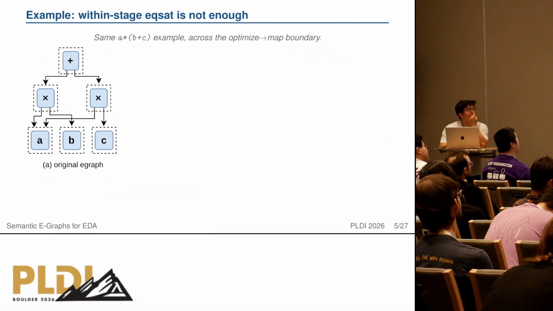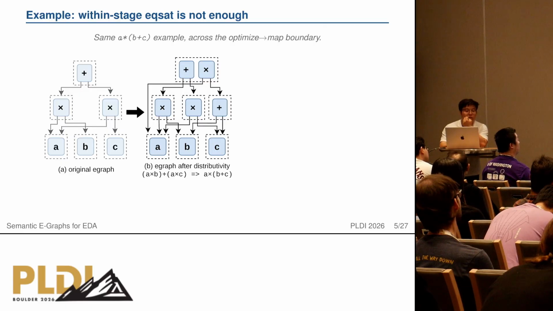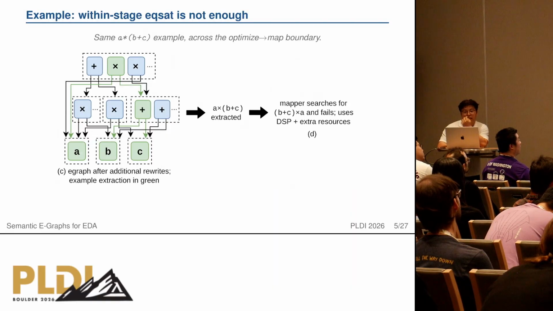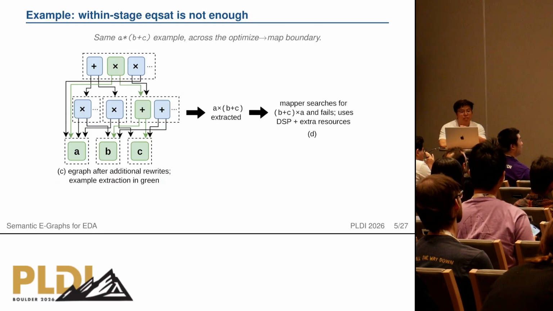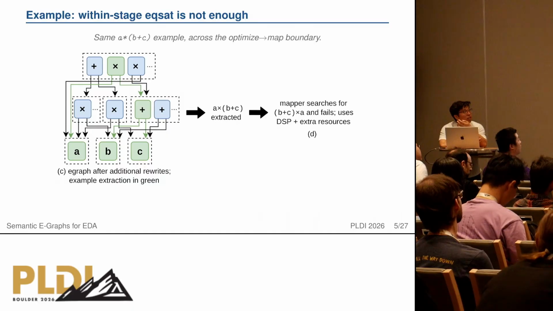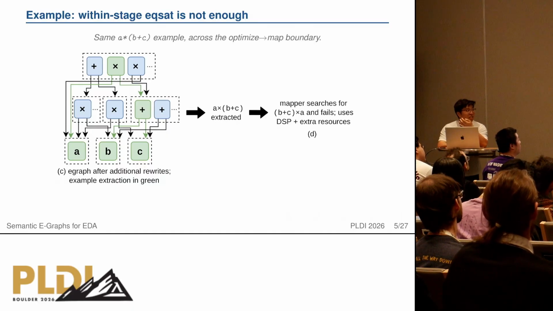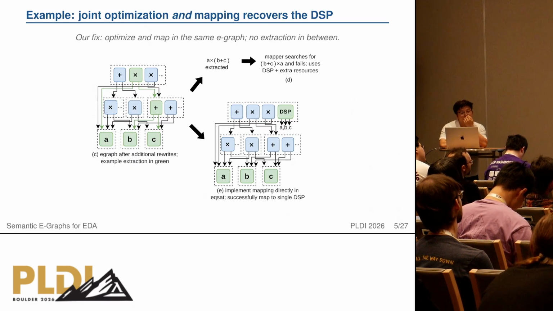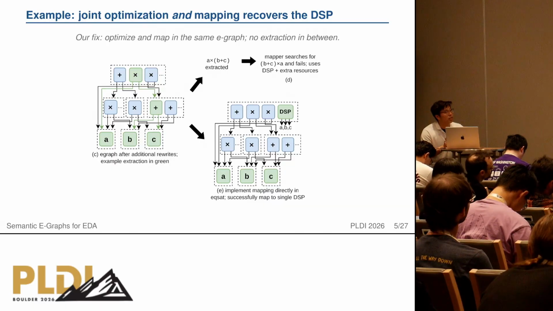Here's an example, the same DSP example. Suppose we have the original e-graph, and we can add a rewrite for distributivity, and we keep saturating it more. The extracted term, we can assume, is a multiply (b plus c). It's extracted and marked in green. The mapper searches for the (sum) multiply a pattern, so it fails and just uses more resource. We can actually do better, where we do the mapping inside the e-graph, so we can successfully have this design mapped into a single DSP.